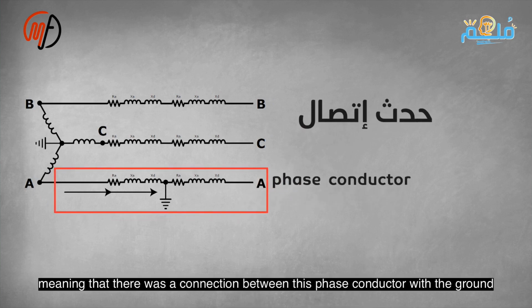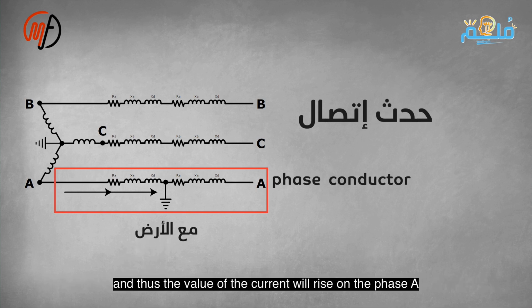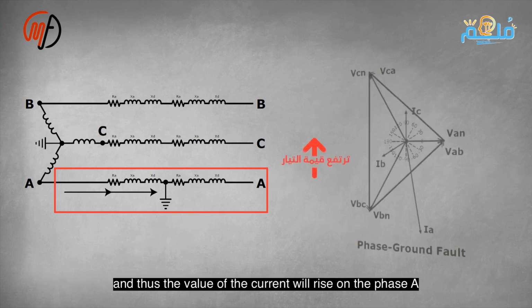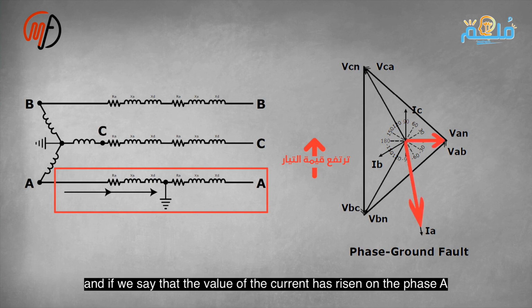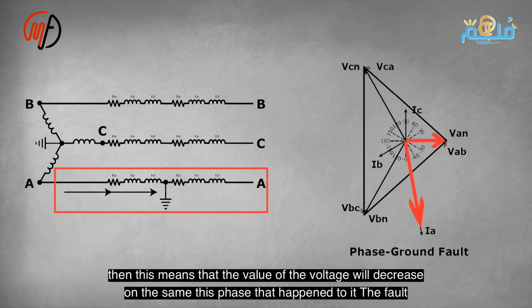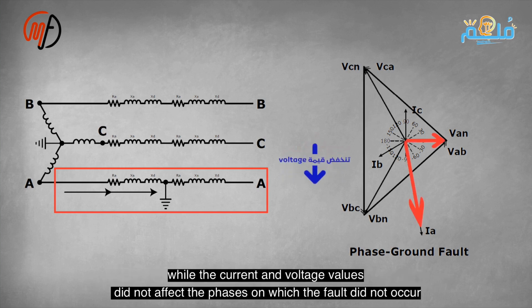Many references assume current on unaffected phases is zero. In reality, they are not zero. They remain unchanged. Phase A's current increase lowers its voltage, while phases B and C stay unchanged. Unaffected phases aren't zero. They remain constant.